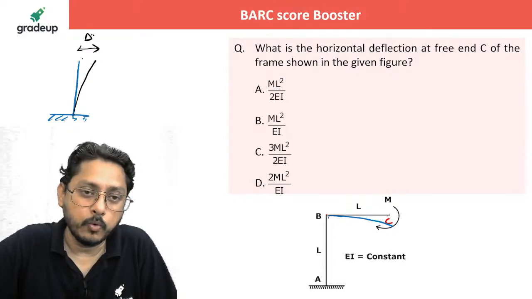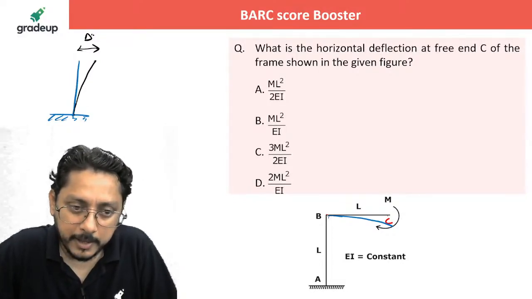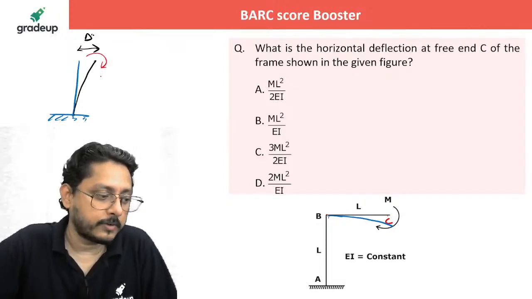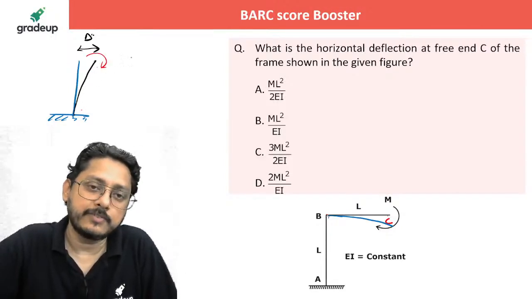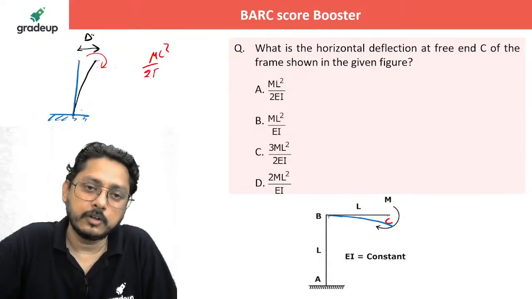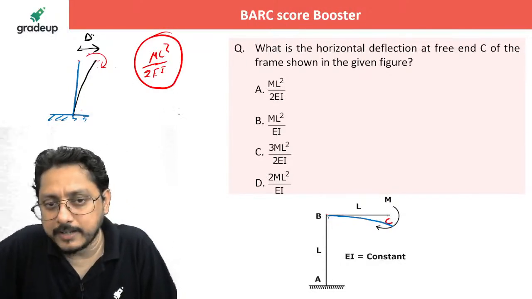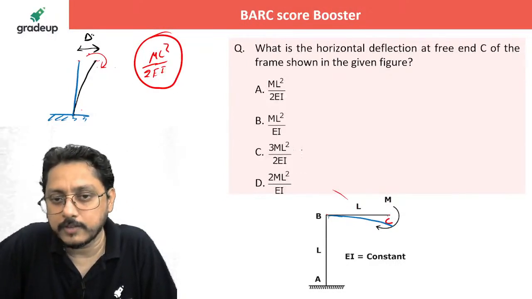And now who is doing that? The moment which is applied there. This moment is producing that. So due to the moment in a cantilever at the free end, you already know the deflection is M L square by 2EI. That's all. So this M L square by 2EI is the deflection for point C, the horizontal deflection for point C.